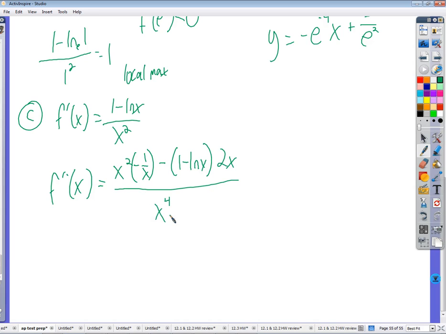So we're trying to figure out where this point of inflection is. So what do we do with the second derivative? It's equal to 0. Okay, so when, let's see, I'll also multiply these together as we go. So x squared times negative 1 over x is going to be negative x, minus 2x minus 2x natural log x, and that equals 0.